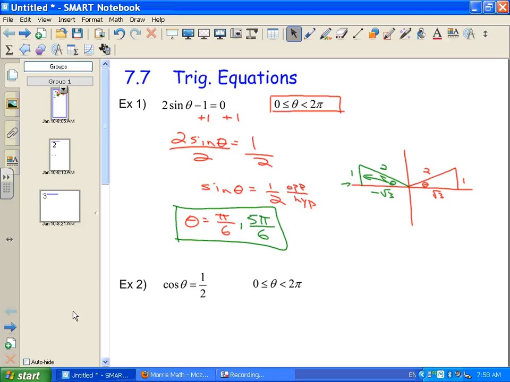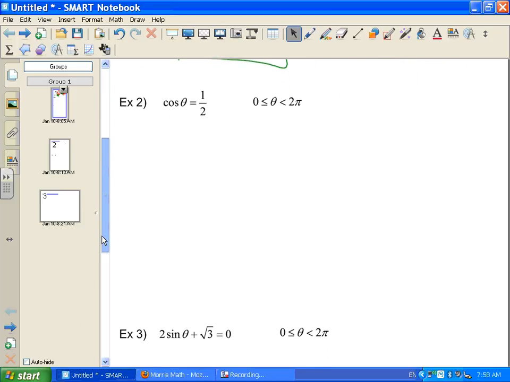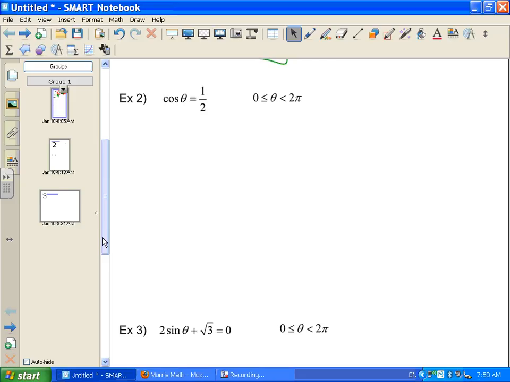I've already got this one solved out for you. Cosine of theta is 1/2. I'm only interested in the stuff in between 0 and 2 pi. That's a 60 degree angle, right? This is going to be adjacent over hypotenuse, so yep, that's going to be one of them. It's here, where this is a 1, a 2, and a square root of 3. So it's adjacent over hypotenuse. What is that in radians?